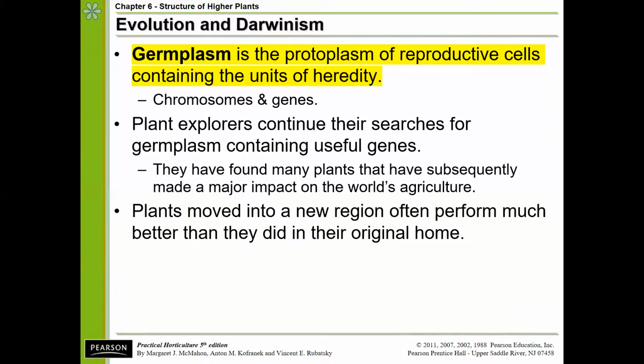But really, germplasm could be anything that has that protoplasm in it. It could be seeds. It could be actual cuttings of the plant itself. If you're using tissue culture or micropropagation, it could just be a piece of the plant. So it's anything that has that protoplasm and contains the DNA, the chromosomes of the plant. Germplasm really could be any part of the plant, technically, but often it is looked at as seeds.